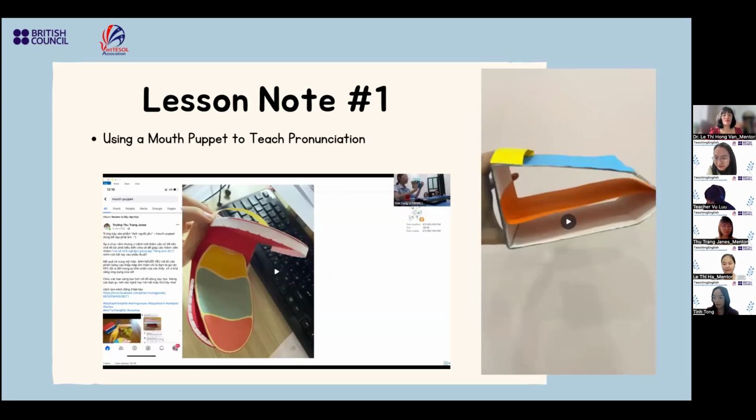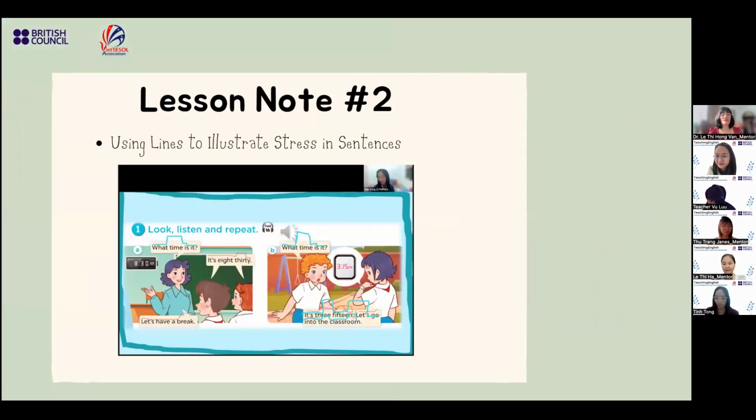You can use lines in teaching intonation, or idioms in role play or in conversation, and you can fix the pronunciation in the listening and speaking lesson.